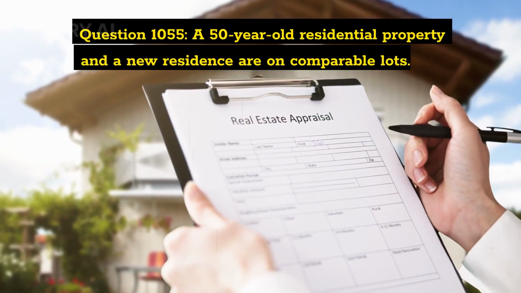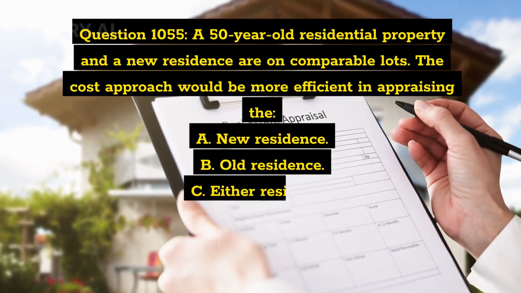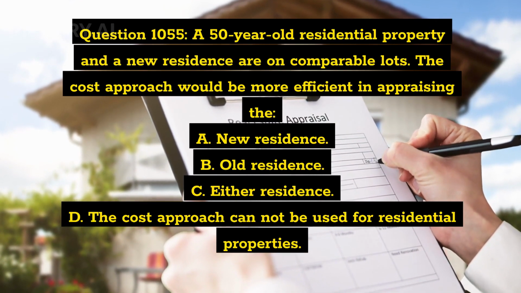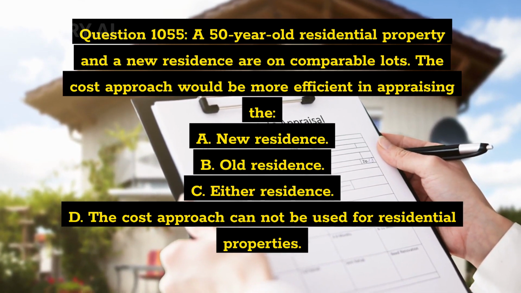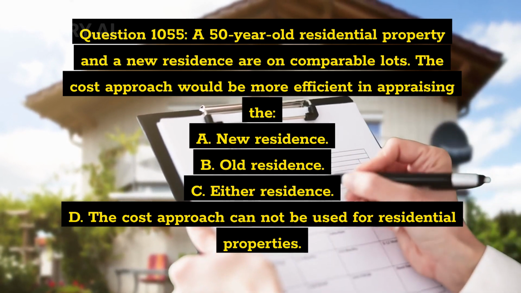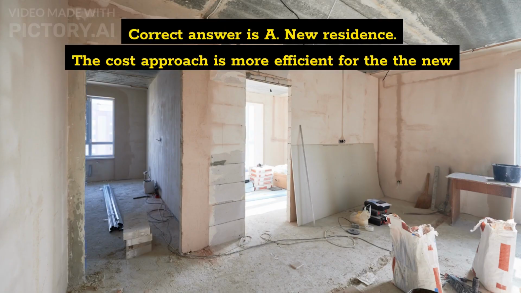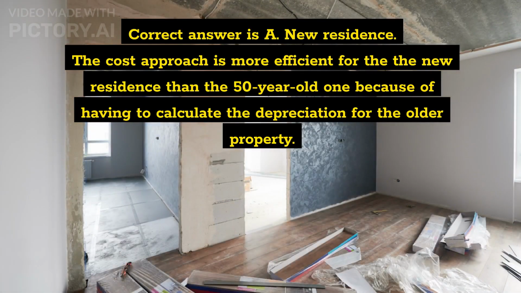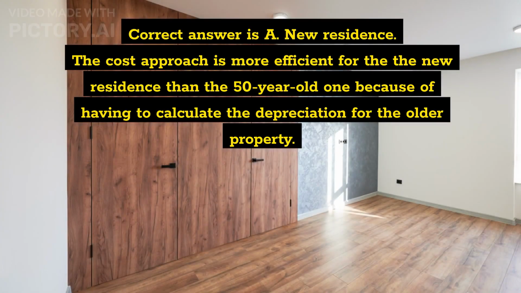Question 1055. A 50-year-old residential property and a new residence are on comparable lots. The cost approach would be more efficient in appraising the A. New residence. B. Old residence. C. Either residence. D. The cost approach cannot be used for residential properties. Correct answer is A, new residence. The cost approach is more efficient for the new residence than the 50-year-old one because of having to calculate the depreciation for the older property.